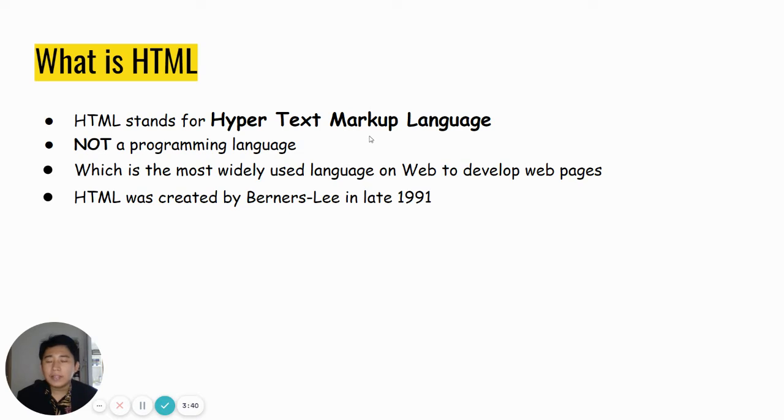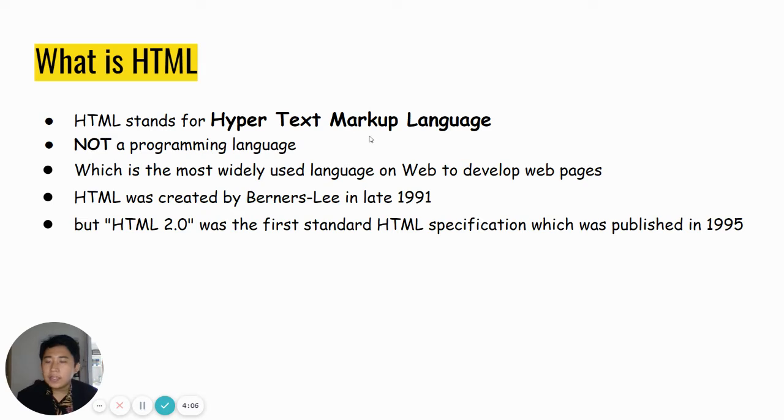We have here a little bit of history about HTML. HTML was created by Berners-Lee, that's the name of the one who created HTML, in late 1991, so that's about 30 years ago. Then HTML 2.0, the second version of HTML, was the very first standard HTML specification, published in 1995.